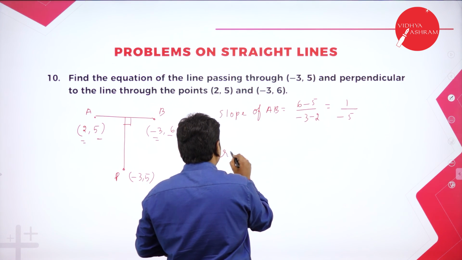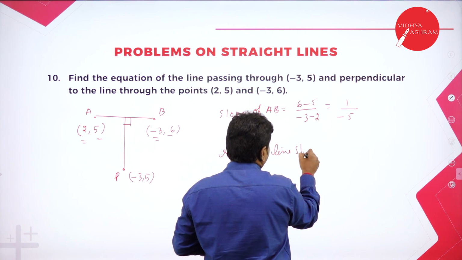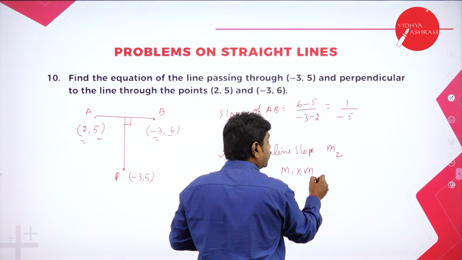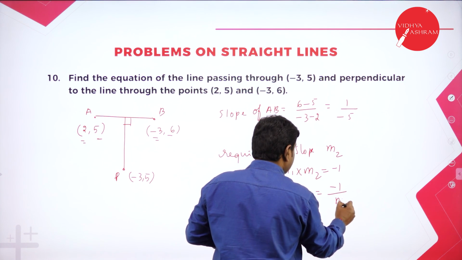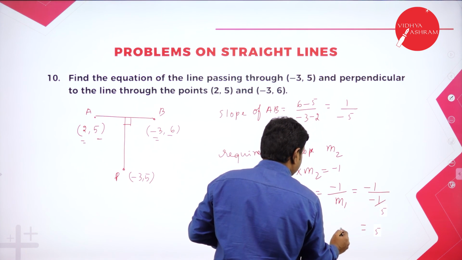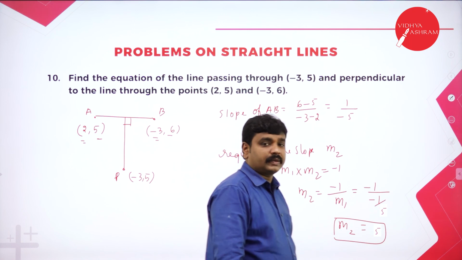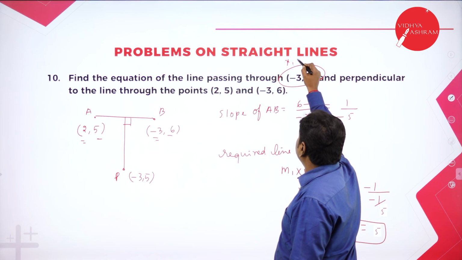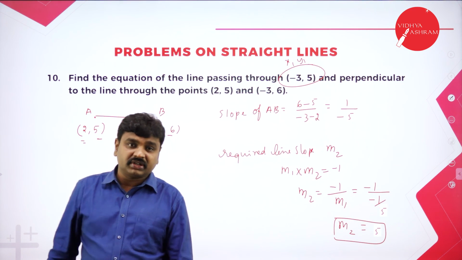Now the required line's slope is m2, and you know m1 times m2, because they are perpendicular, is minus 1. So m2 is minus 1 by m1, that is minus 1 by (minus 1 by 4), that is 4. So our required line slope is 4. Now you know the slope, you know the point, this is x1, y1 and this is m. So use the point-slope formula and you can find the equation of the line.